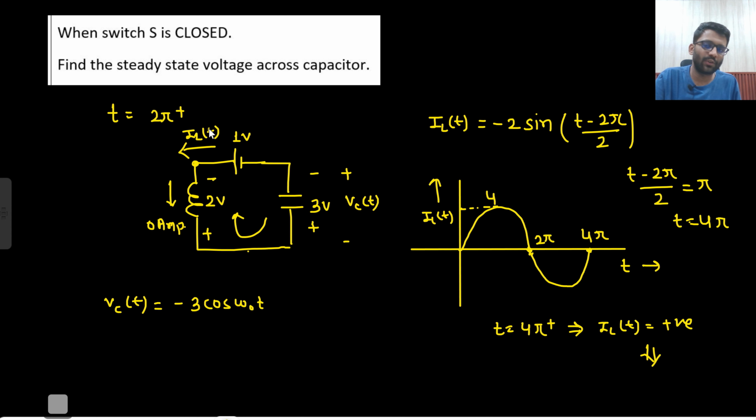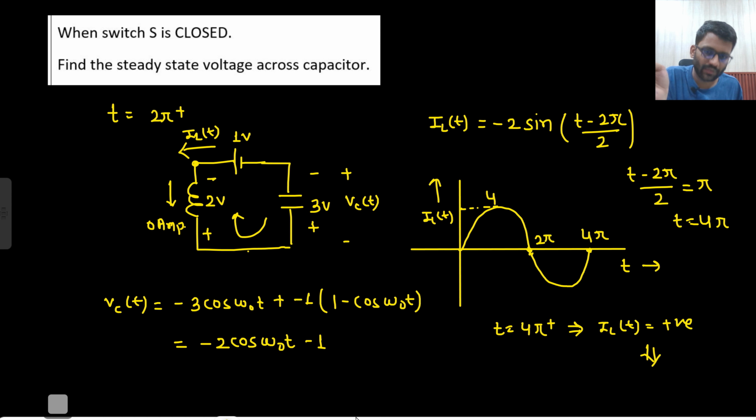Right? And because of this minus 1 volt, initially there was 0, and because of this minus 1 volt, at steady state, it will have minus 1 volt. So minus 1 bracket 1 minus cos omega naught t. So this is what we will get. So it would be minus 3 plus 1, minus 2 cos omega naught t minus 1. So this will be the expression we will get. Minus 2 cos omega naught t minus 1.